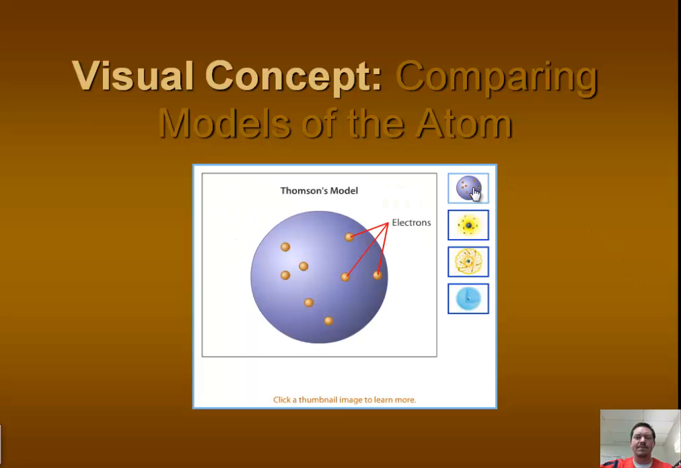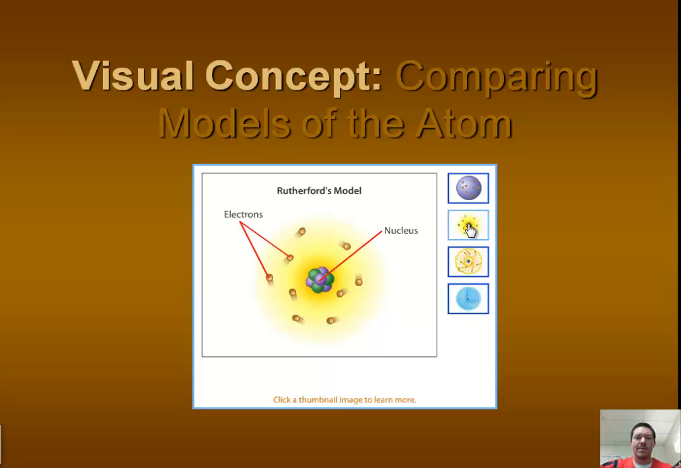Thomson discovered the electron and proposed the plum pudding model, where electrons are spread on the surface of a solid, positively charged sphere. The discovery of the electron showed that the atom is, in fact, divisible. Rutherford learned that atoms are mostly empty space with negative electrons scattered around a positive center. This model describes a central part in the atom, the nucleus.